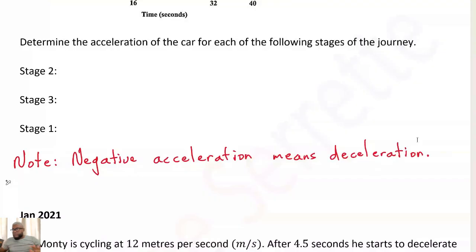So don't get tripped up when you see the question asking for the acceleration, and then you wonder, wait, how come they use the word deceleration? It just simply means that your acceleration would be a negative number, right?